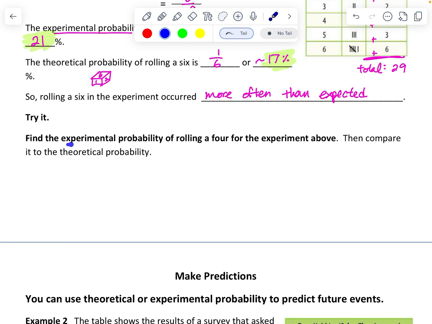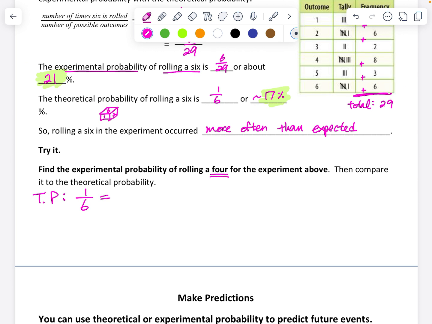It says find the experimental probability of rolling a 4 from the experiment above. Then compare to the theoretical probability. So let's talk about theoretical probability first. Rolling a 4, there's still only one 4 out of 6 numbers in the number cube, so it's the same as the theoretical probability of rolling a 6. This one comes out to about 17%, just like before.